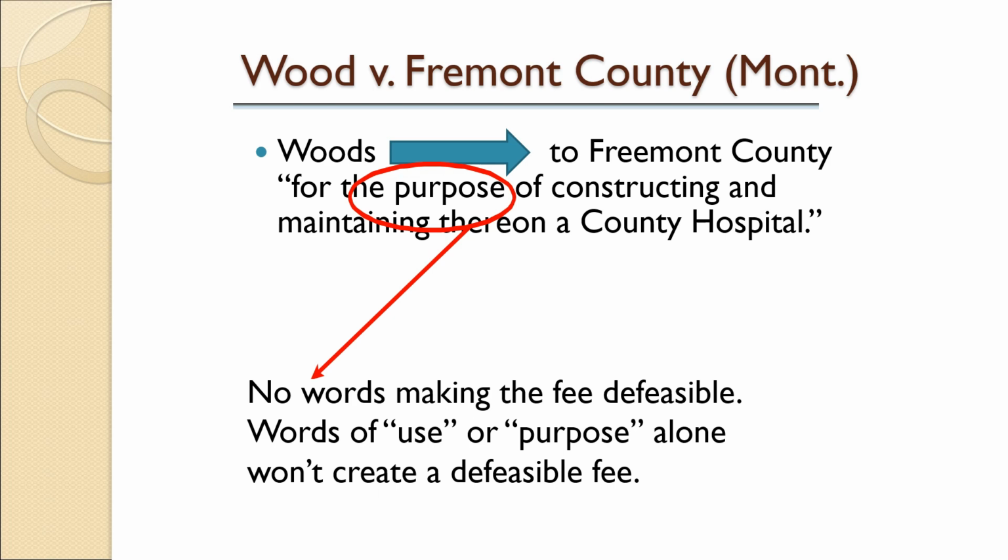It doesn't have any words that make this a defeasible fee. It doesn't say so long as or until. It doesn't say on the condition that, or if the county doesn't use it as a hospital, we can re-enter and take the land back. There are no words making this a fee simple defeasible estate. The words about use or purpose alone, the court said, won't create a defeasible fee estate.